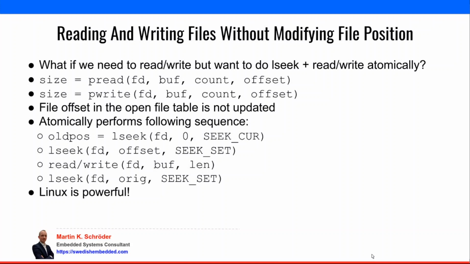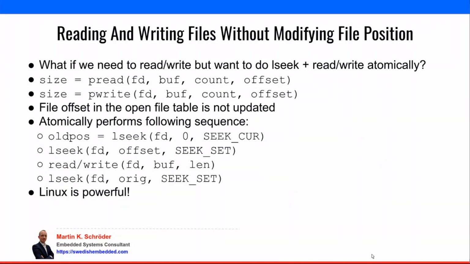Reading and writing files without modifying file position. Occasionally we want to seek to a new position, do a read or a write, and then seek back to the old position. If we do it manually using functions like lseek, read, write, and then lseek back, it's not atomic. Another process with access to the same file descriptor that points to the same open file can change the position of the file, and we are going to get corrupted data because the order of operations is not the same anymore.